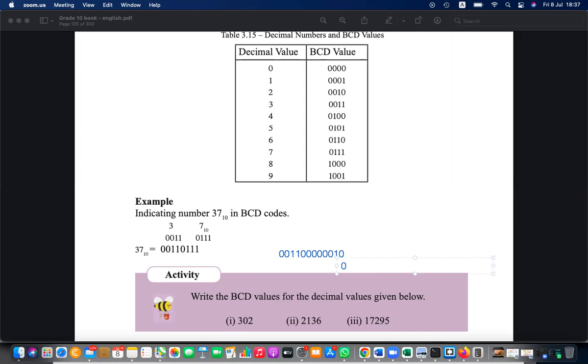Then 2 is 0010, 1 is 0001, 3 is 0011, 6 is 0110. So that is the second one. Yes, correct. All have done correct. The next one is larger, right? 1 is 0001, 7 is 0111, 2 is 0010, 9 is 1001, and 5 is 0101.